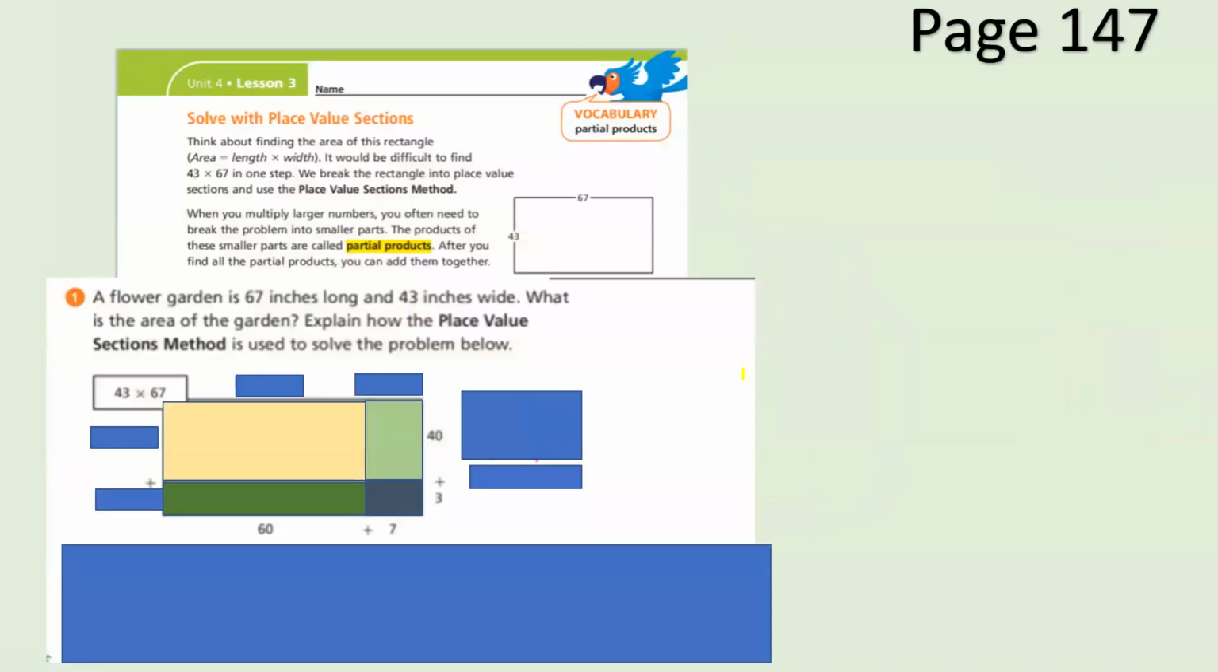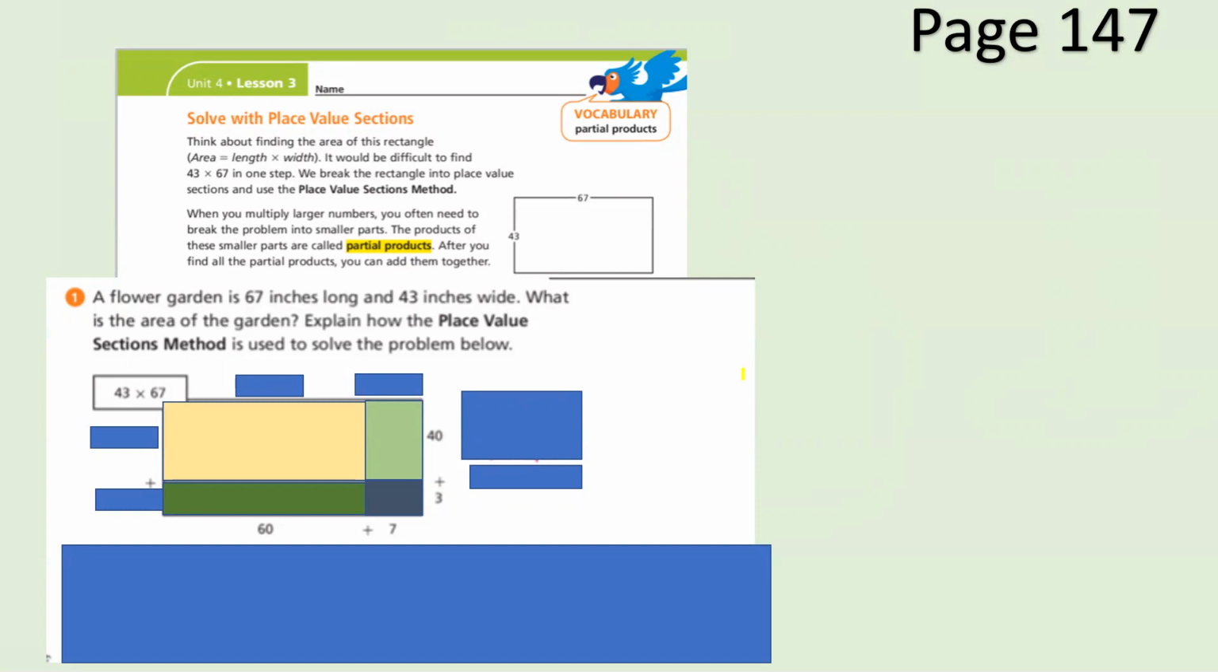Okay, let's go over and start our work. We are on page 147 to try to make a little bit more sense out of this technique, this method. So it says a flower garden is 67 inches and 43 inches wide.